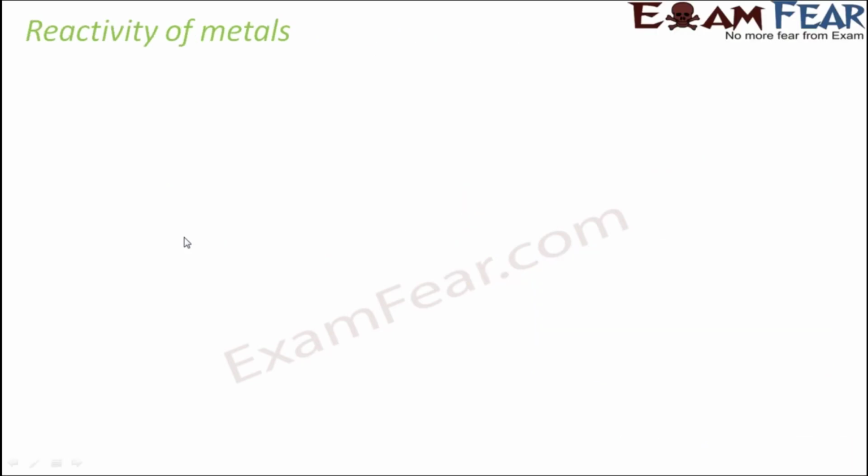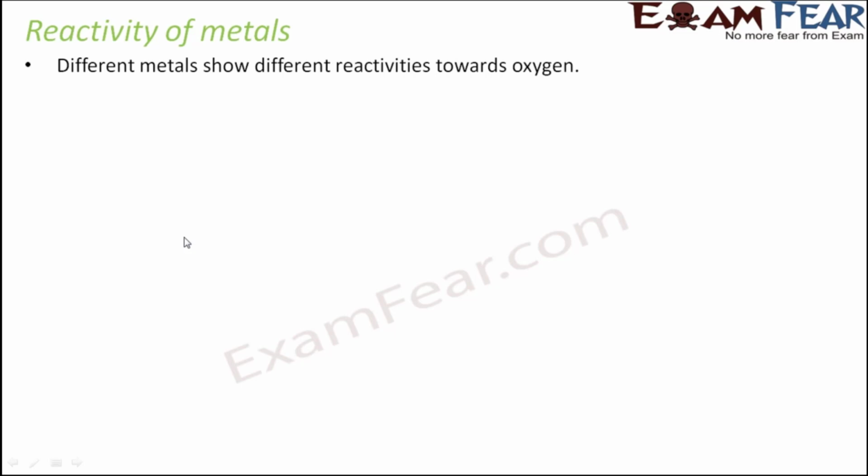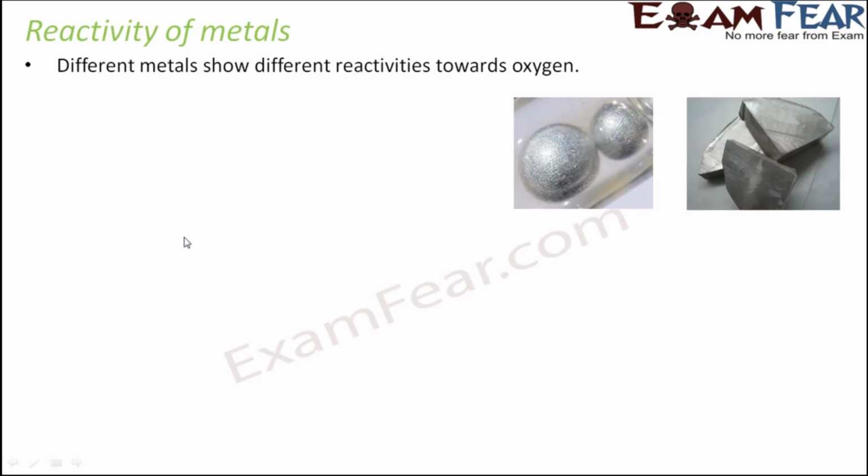So now comes reactivity of metals. We saw that whether it is a metal or a non-metal, they all react with oxygen. But when you talk about metals, it has been seen that different metals react in different ways. Different metals show different reactivities towards oxygen. Some of them react very fast, some react very slowly, some do not react at all. So here we will see how different metals react with the same oxygen in different ways. Let us take examples of these metals, potassium and sodium.